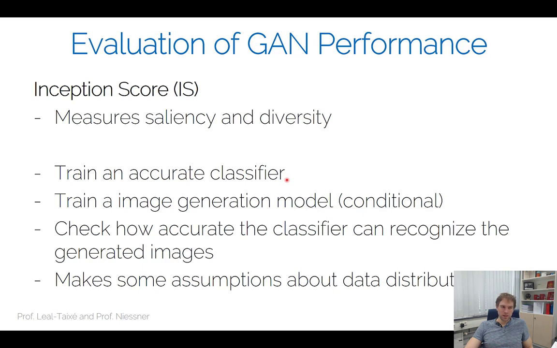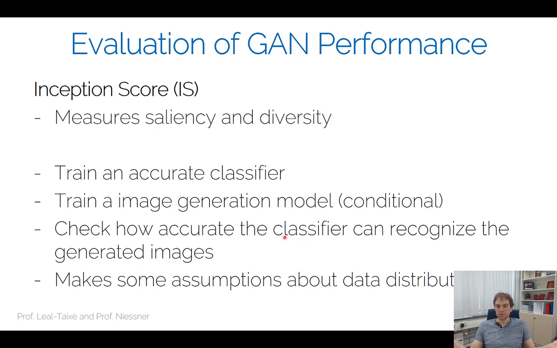The idea is basically training an accurate classifier. You train an image generation model, and then you check how accurate the classifier is. So can you recognize the generated image? That's the high-level idea, and you make some assumptions about the underlying data. Let's say I'm going to generate images from 10 different classes, and I want to make sure that my classifier can associate each of the generated samples precisely to one class.